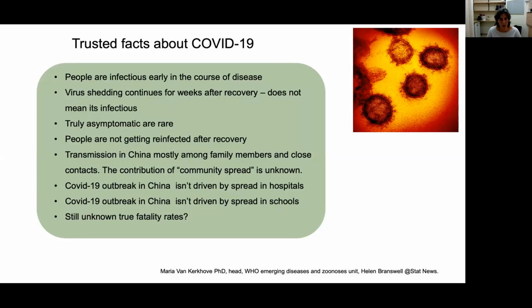Transmission in China was mostly among family members and close contacts. Again, we mentioned that if we're crowded, you're less than 2 meters from a person, if you're not careful enough, especially in the same household. That was most of the transmission in China. We don't really know what is the contribution of community spread because when people are infected in the community, we're not sure who they got infected from.